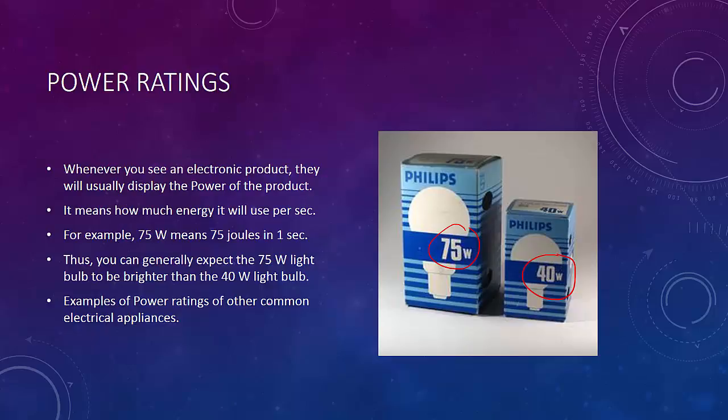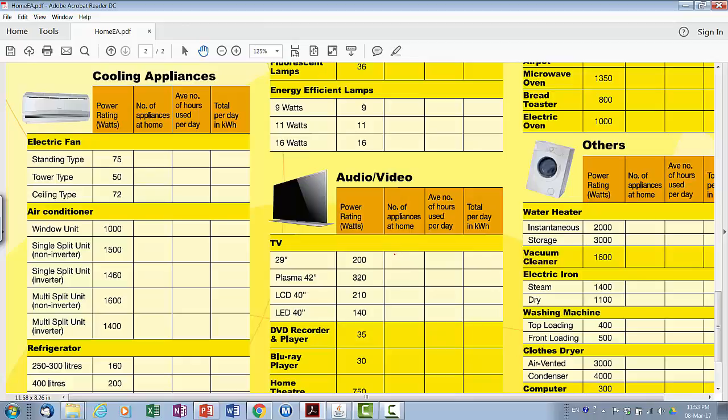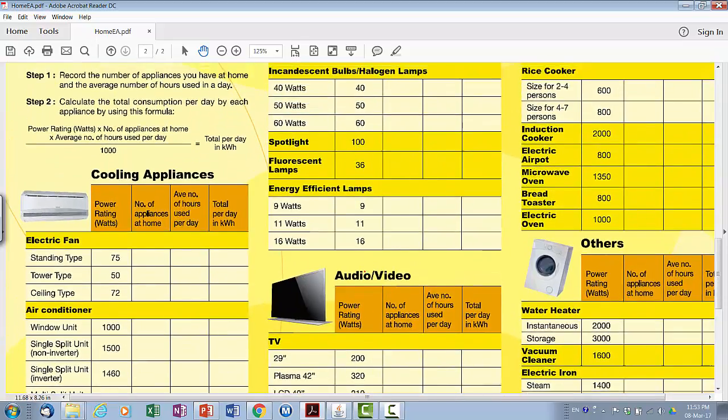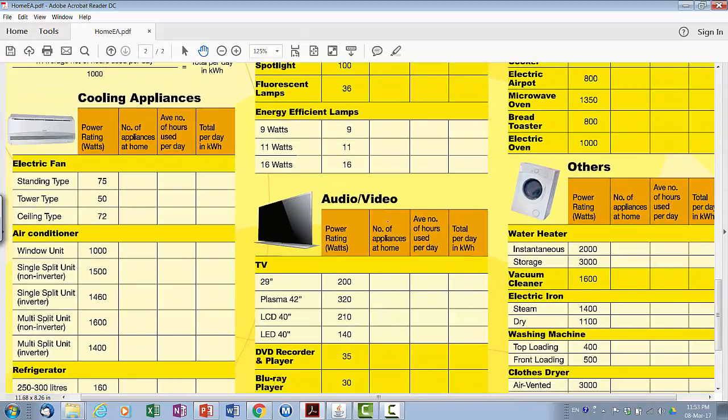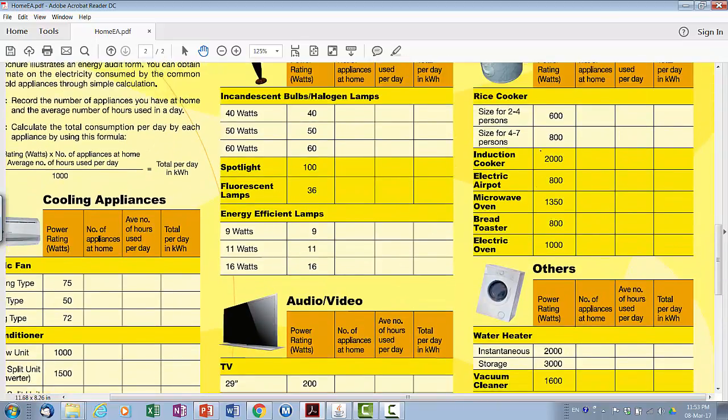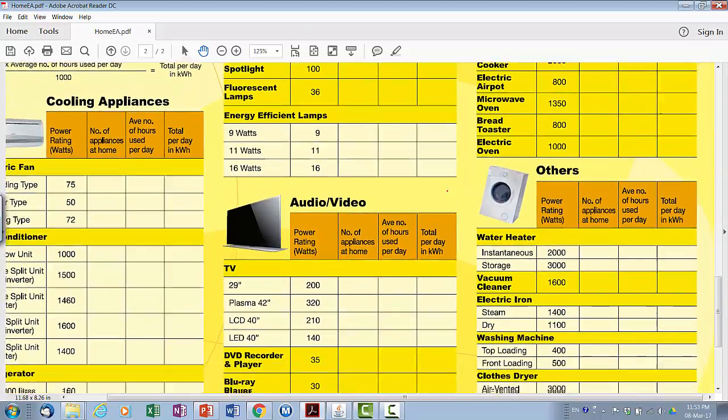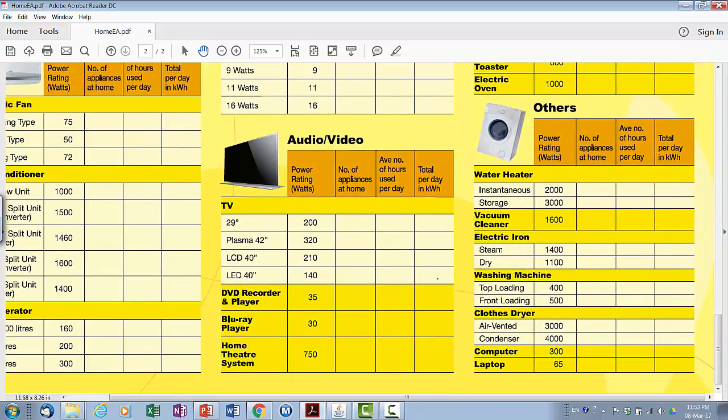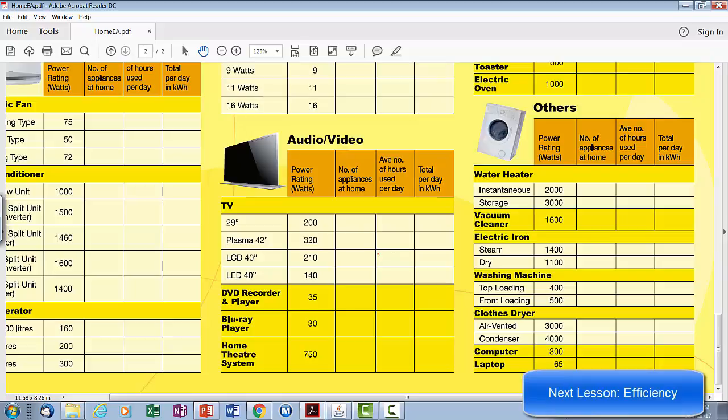So some other examples of power ratings of other common electrical appliances. Here are some of the more common electrical appliances. So you have fans, that's roughly about 70-75, but you find that an air conditioner uses quite a lot, which is in the range of 1000 plus. Your TVs are in the range of 100 plus. Okay, and of course lamps, they have about 10, 40s, and so on. Other things such as cooking devices, you find that it's also pretty high. Some have thousands, some are hundreds, and some miscellaneous. So this gives you some idea that different electrical appliances utilize energy in different amounts.